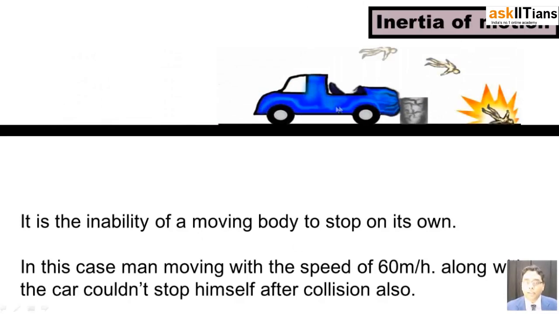That is what we define as the inertia of motion. In this case, the man was moving with the car, but the car comes to rest, but the man still has its state in motion. Therefore, even though the car stops, the man is still in a state of motion and falls out of the car. So that is what has been explained here.